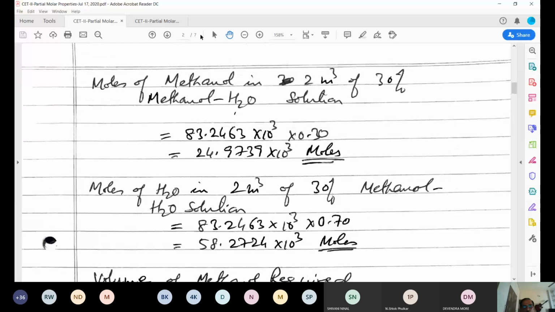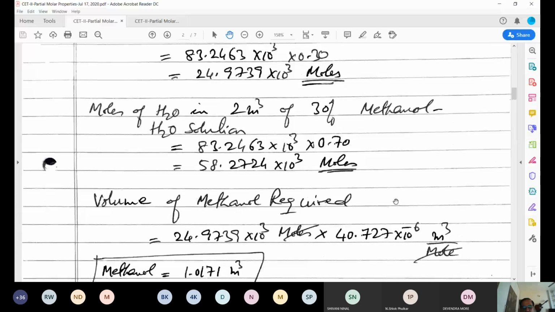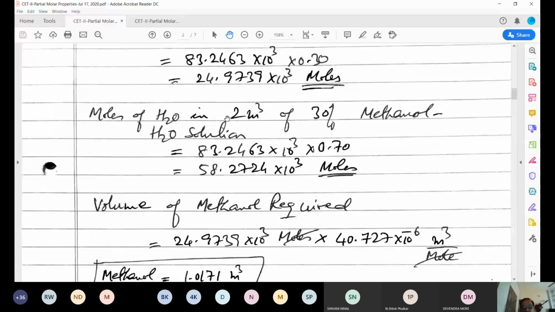ओके, सो मोल्स ऑफ मिथनॉल 30% से 0.3 से मल्टीप्लाई किया इसको हमने, 24.97 मोल्स आया। मोल्स ऑफ वाटर 58.27 मोल्स आया। नाउ वी नो द मोलार वॉल्यूम ऑफ प्योर मिथनॉल and we also know the molar volume of pure water. So we can find out volume of methanol required. ये moles पता है, 24.97 10 to the power of 3.